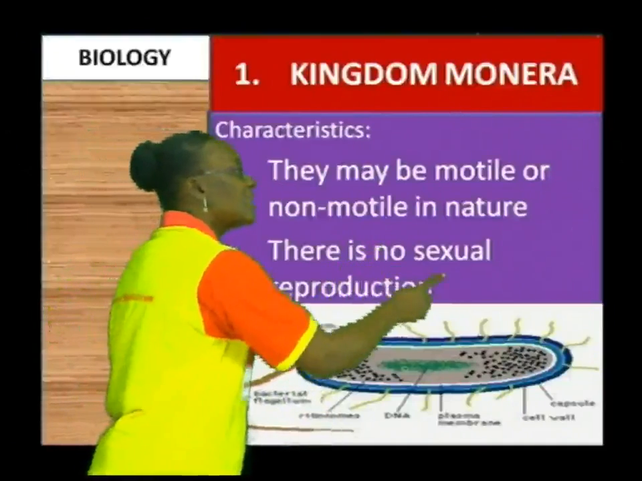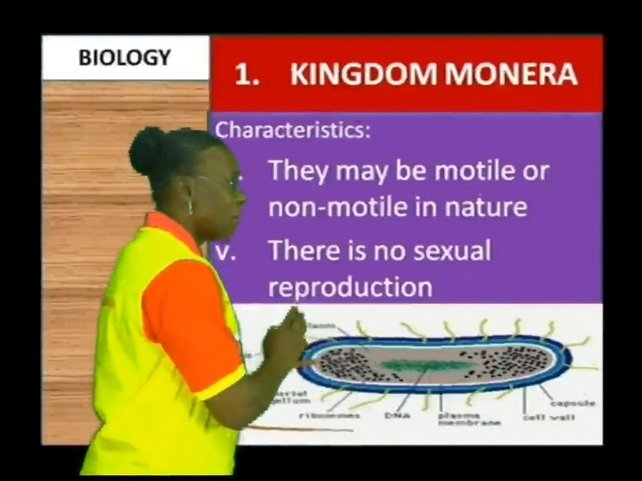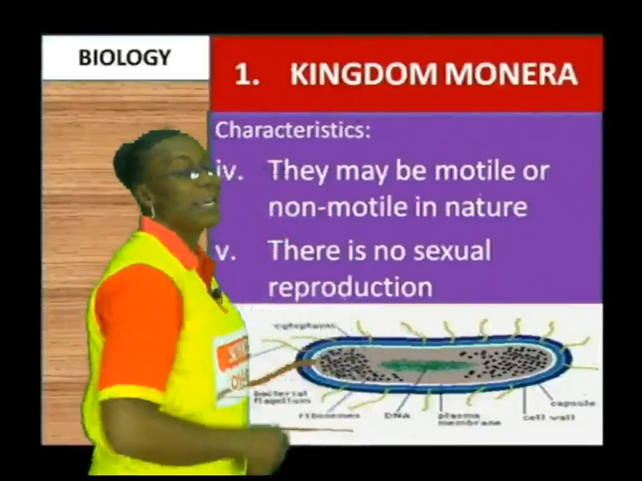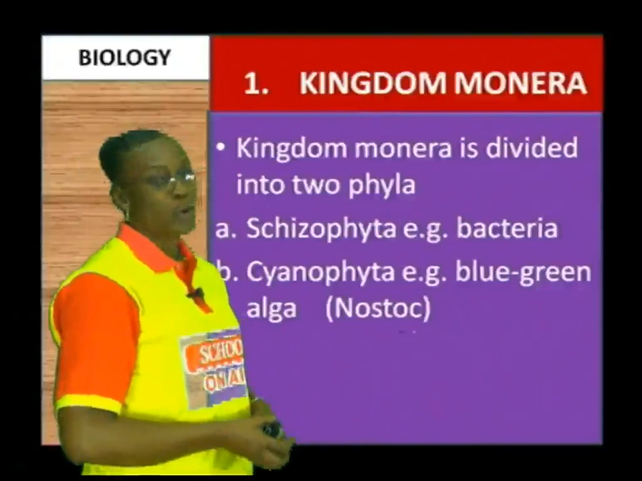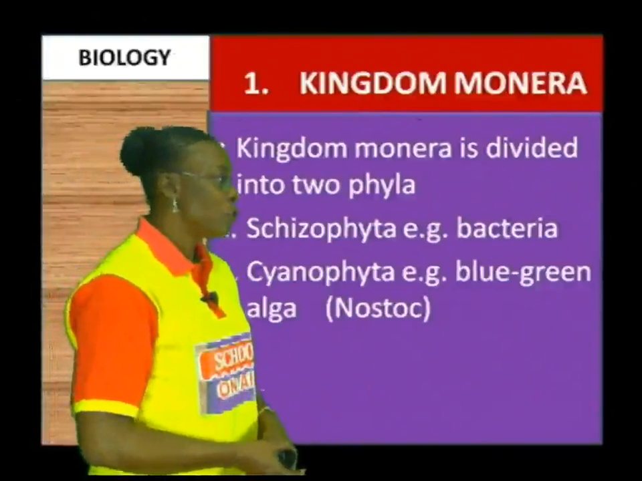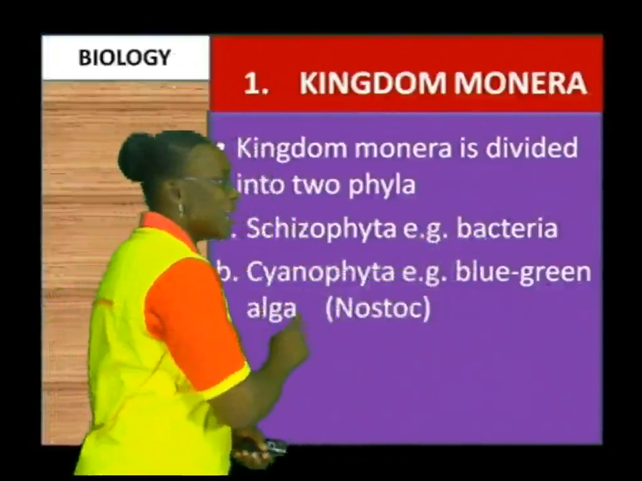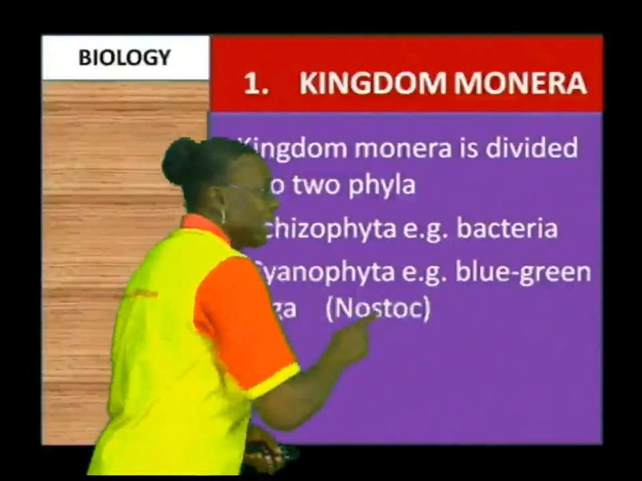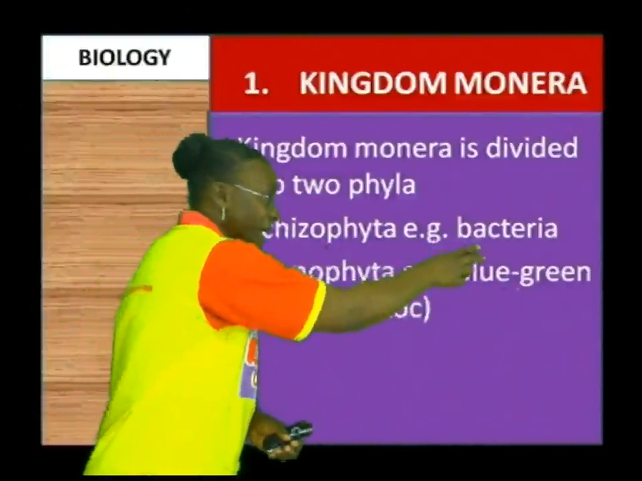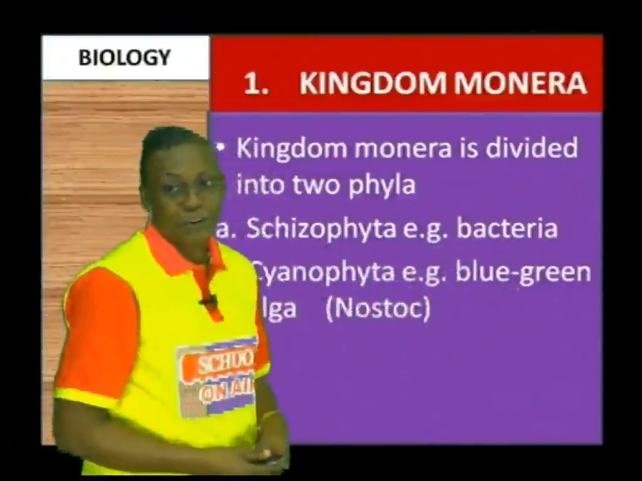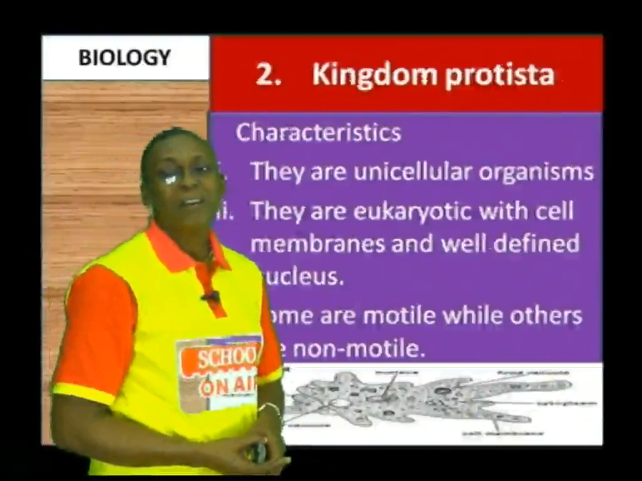And then there is no sexual reproduction. All they have is asexual reproduction, which is called binary fission. So there is no sexual reproduction in the kingdom MONERA. This kingdom now is divided into two. You have the schizophyta, example is bacteria, and then you have the cyanophyta, example is the blue-green alga. So those are the two groups under the kingdom MONERA.